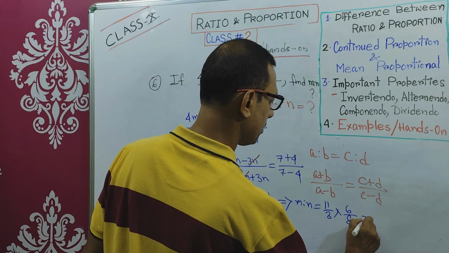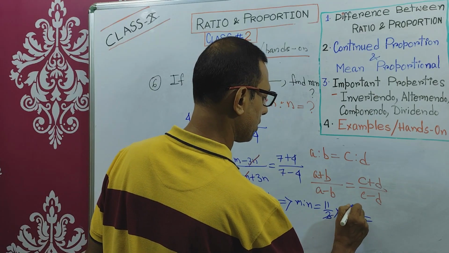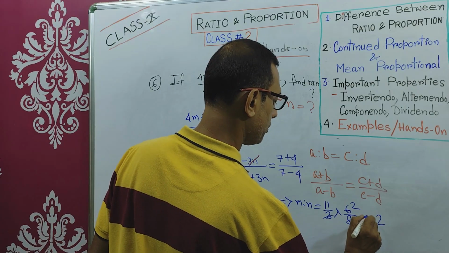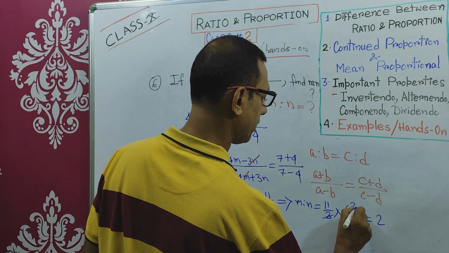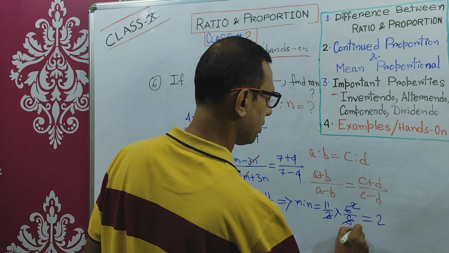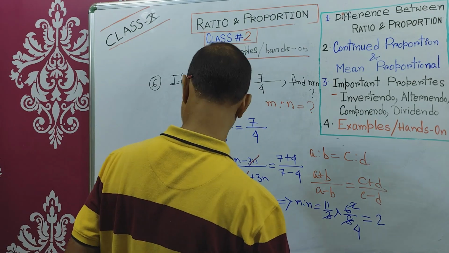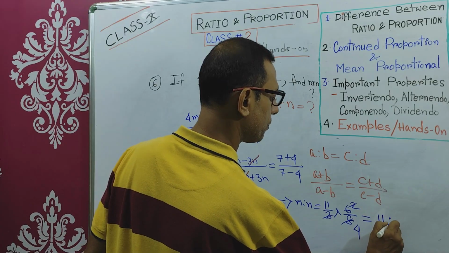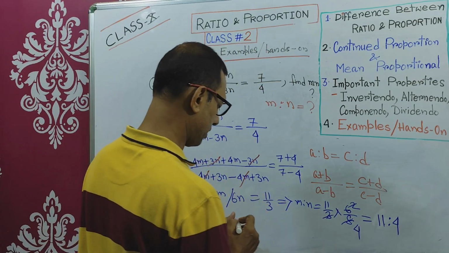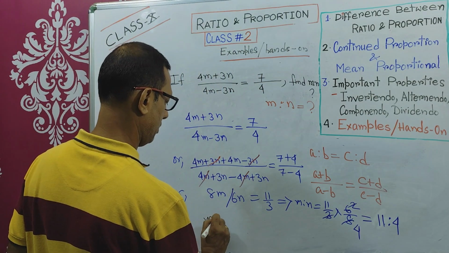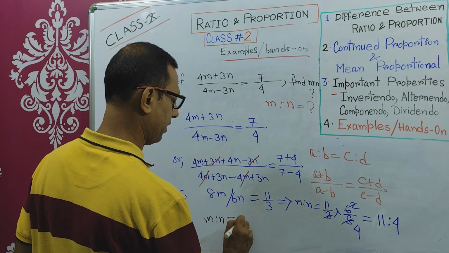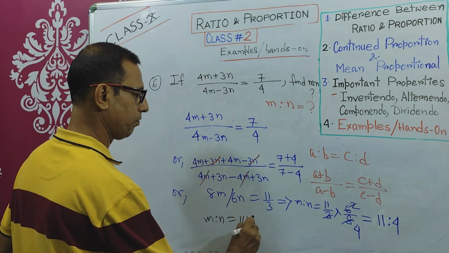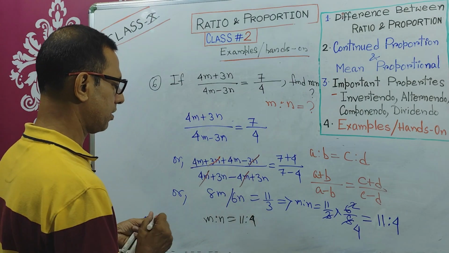That means 3 2s are 6, and then 2 4s are 8. So what is the ratio? The ratio is 11:4. So that is the answer, 11:4. That is the answer.